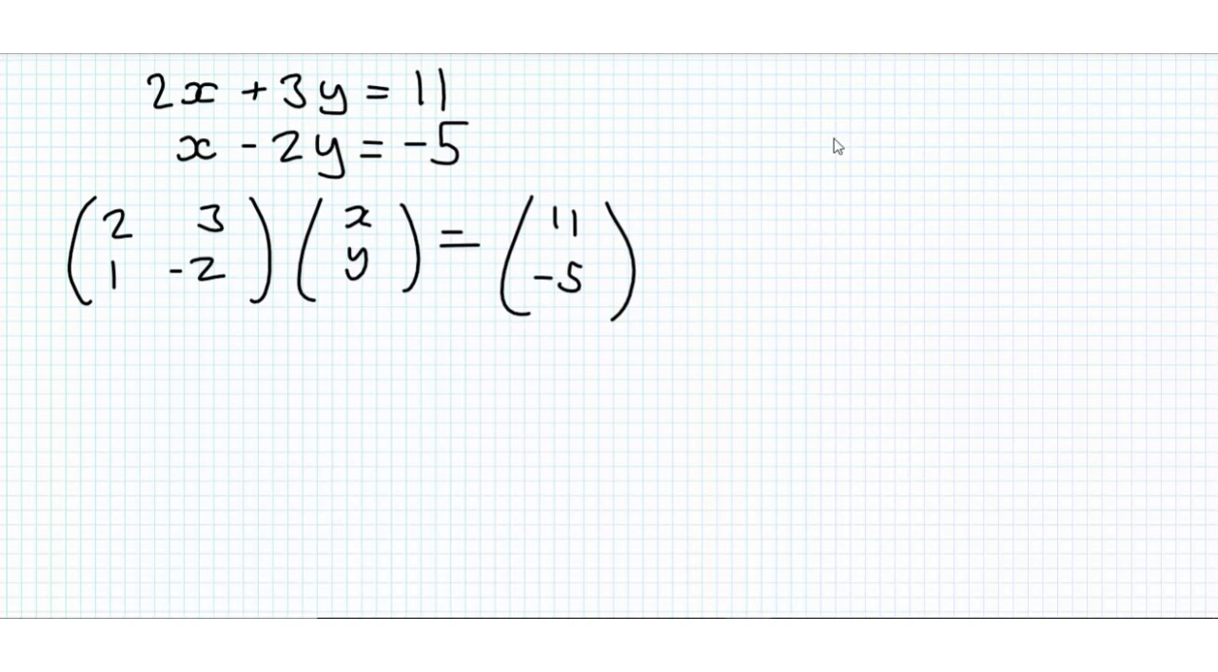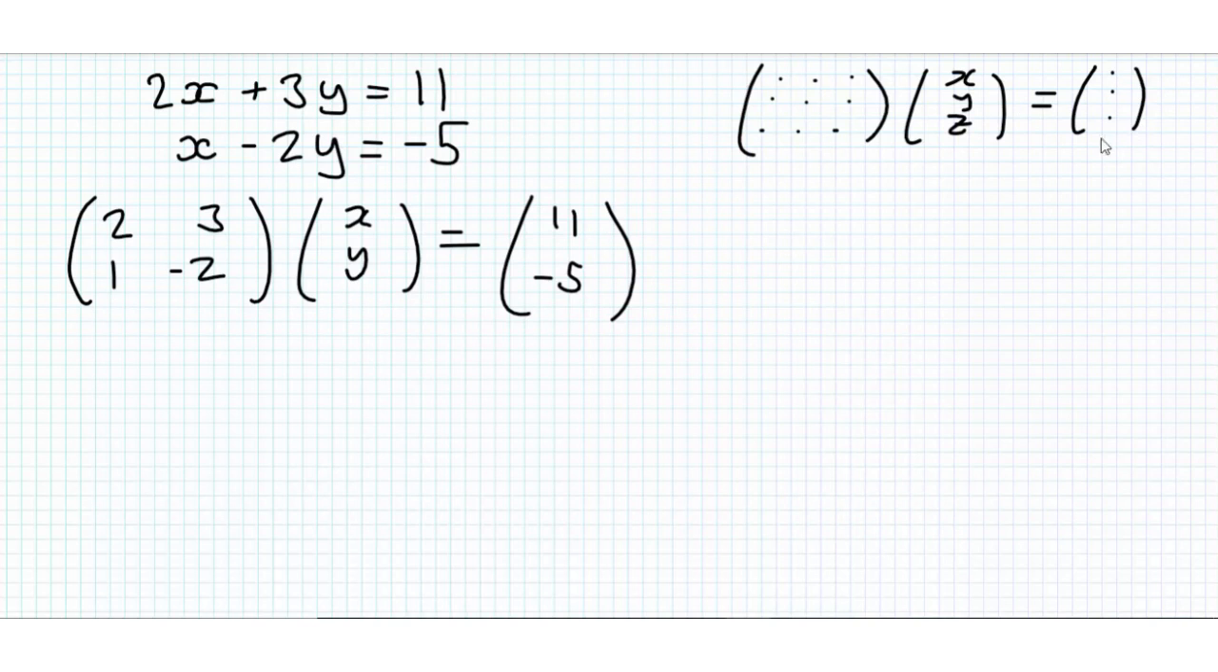Note in the 3x3 case, you'd still have your coefficient matrix, but then you'd have x, y, z, and this would be equal to three numbers here. So if you do want to try some examples like that, go ahead. Right, now we're going to call this coefficient matrix A, and we're going to find the inverse of A.